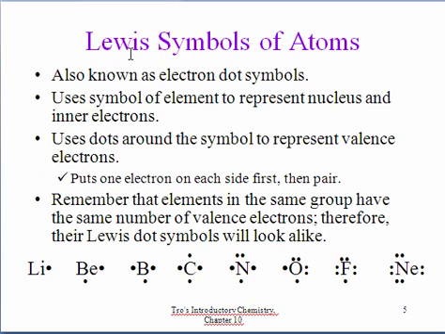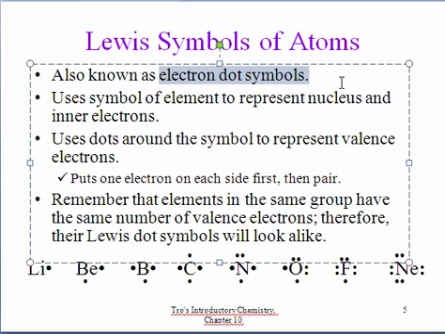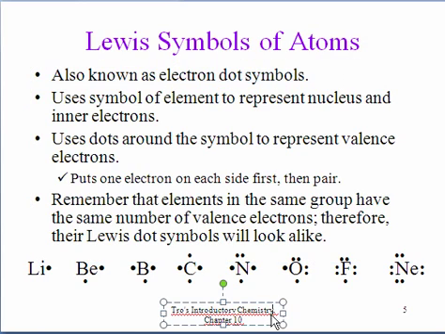Let's take a look first at the Lewis symbols of atoms. This is also known as electron dot symbols or Lewis electron dot symbols. The way that we write them is we use each elemental symbol to represent the nucleus of the atom as well as the core electrons. And then we place the valence electrons around it. And we do it in a very specific way. Each valence electron is represented by a dot, and we place our first 4 valence electrons around the symbol 90 degrees apart from one another, and then we start pairing.